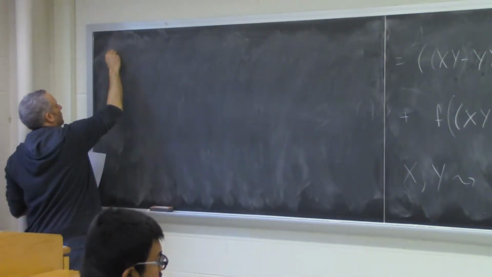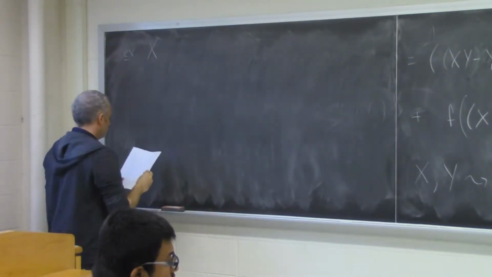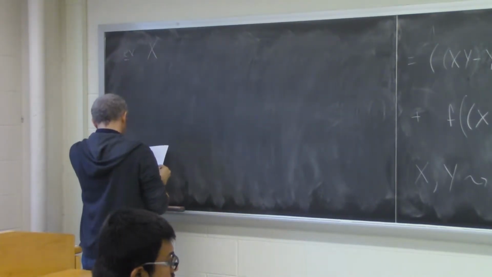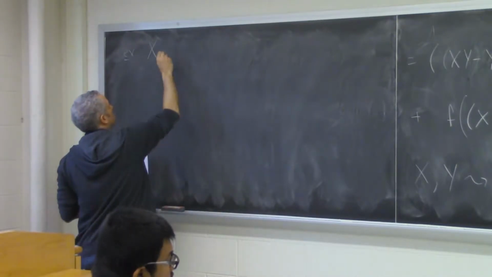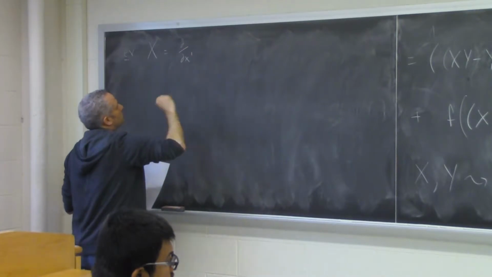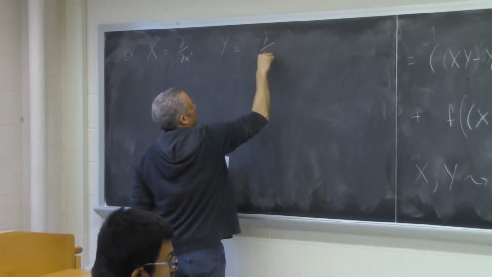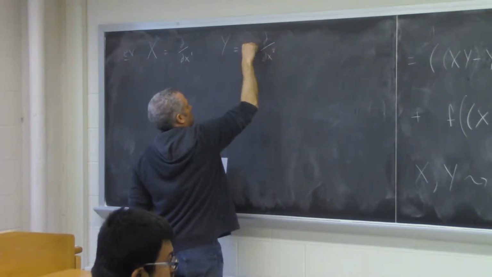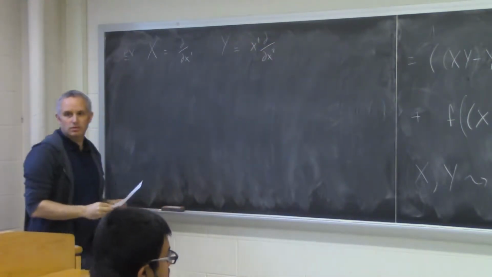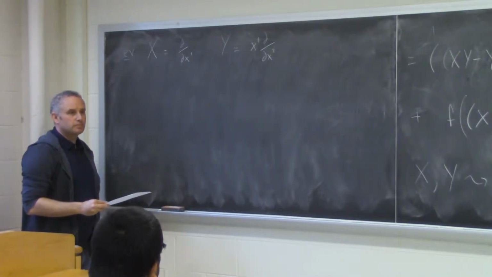Good. So let's look at an example. Let's suppose we have vector fields on R². The first one is just ∂/∂x₁, and the second one is ∂/∂x₂ times x₁. Okay?